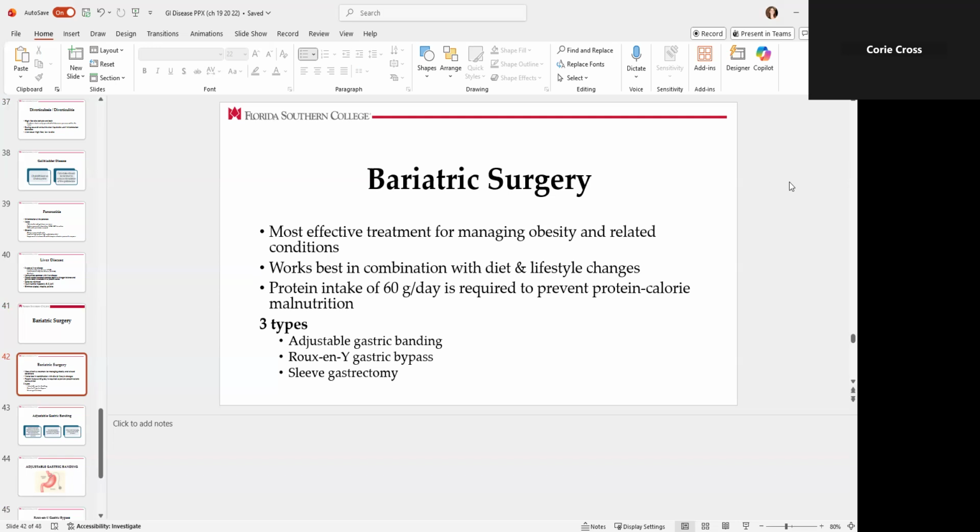Surgical procedures work for obesity by restricting the stomach's capacity, creating malabsorption of nutrients and calories, or a combination of both. There are three types of bariatric surgeries, and we're going to talk about each of those.